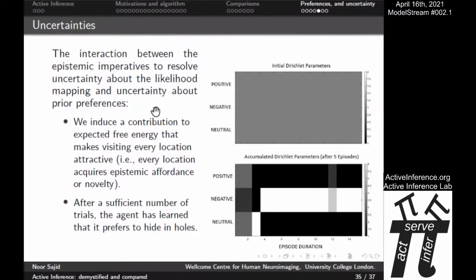What we saw was that if we allowed a sufficient number of trials to pass, the agent in this particular setting learned to prefer to hide in holes after X number of episodes, but it had a very distinct preference over the type of outcomes it expected itself to be in, depending on the particular time point. So that brings me to the last simulation.